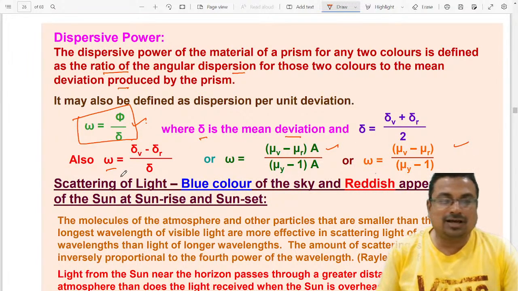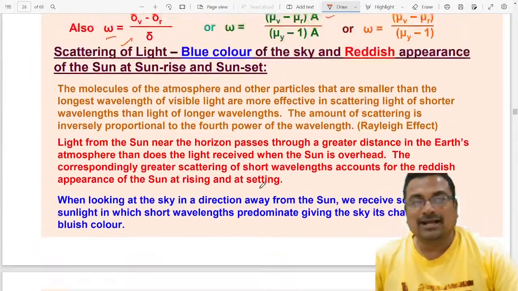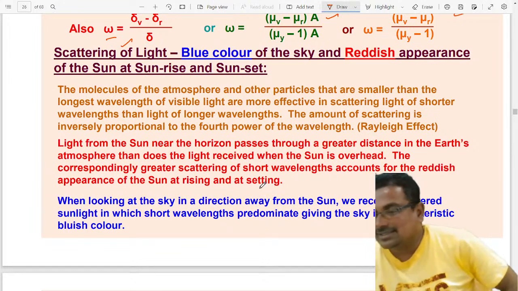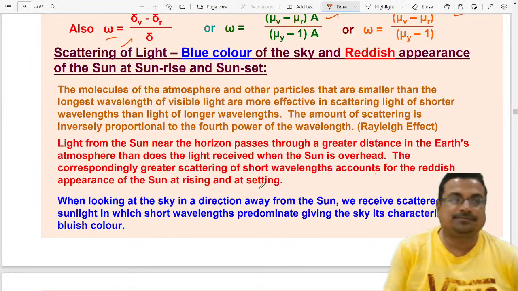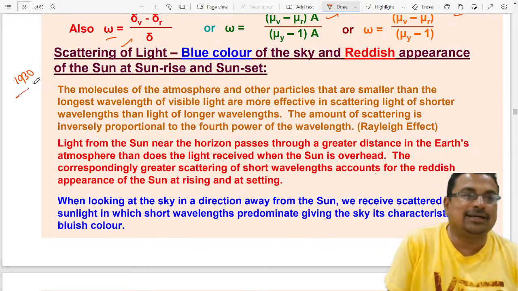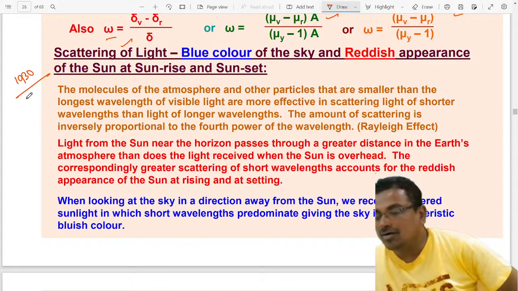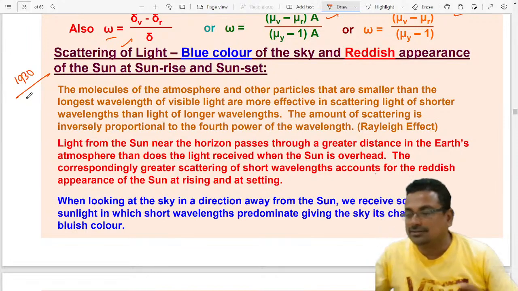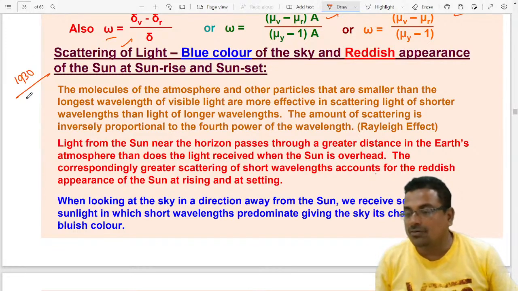Next is the scattering of light. Who explained the scattering of light? What is scattering of light? Which scientist got the Nobel Prize for explaining the scattering of light? The Indian scientist, in the year 1930, got the Nobel Prize for explaining the effect and scattering of light. Already we have learned three phenomena: reflection, refraction, dispersion.